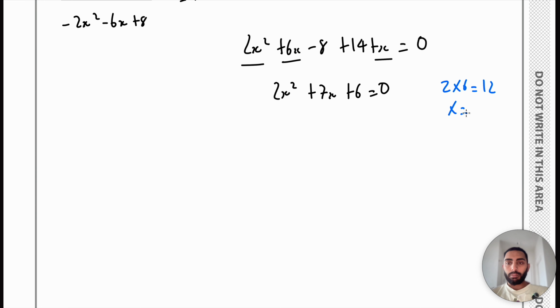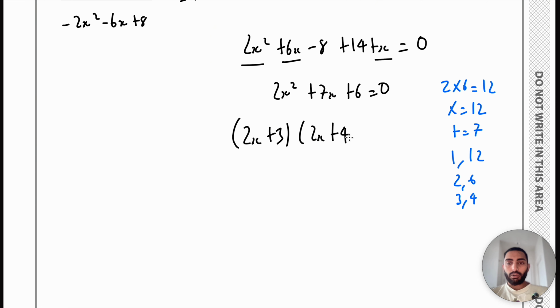So I'm looking for two numbers that multiply to make 12 and add to make 7. Let's write the factors of 12: 1 and 12, 2 and 6, and 3 and 4. I can stop there because it would be 3 and 4. So now I'm going to put 2x plus 3 in my first bracket, and 2x plus 4 in my second bracket, equal to 0.